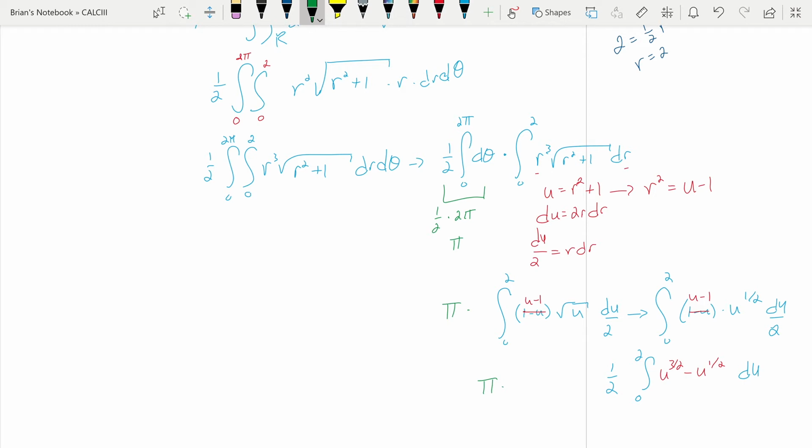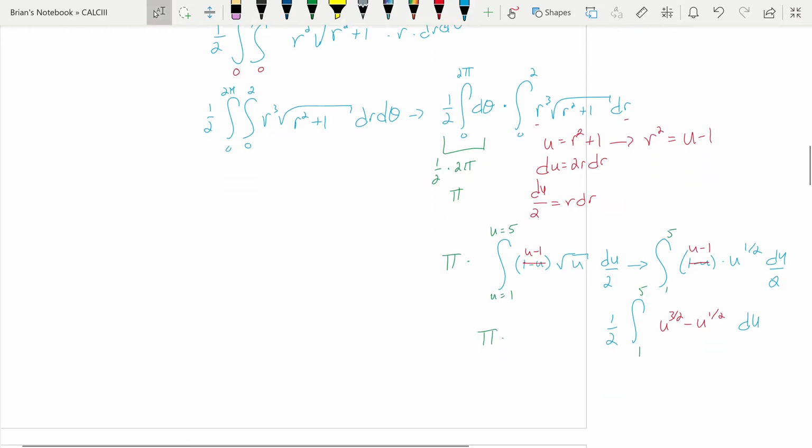Nobody. I forgot to switch my bounds. My bounds are still 0 to 2 even though I did the u substitution. My bounds should be, if I plug in 0, u is equal to 1, and then 2 squared plus 1, u is equal to 5. So we got 1 to 5. Yep, so my bad. That would not have been fun to do out. Okay, so then we'll get 1 to 5. Cool. Making all sorts of progress by learning.